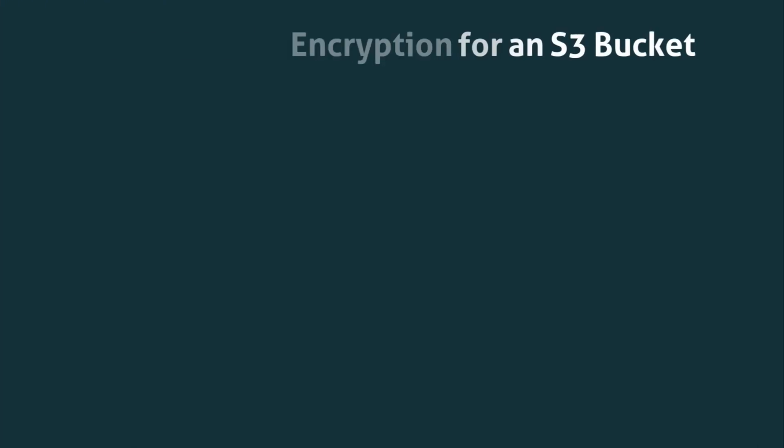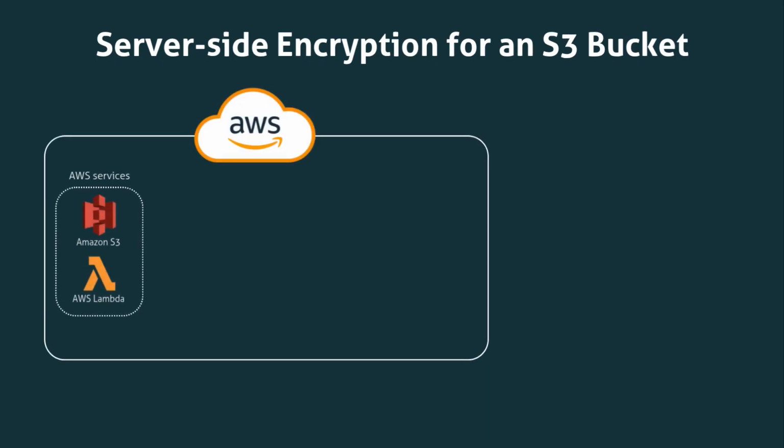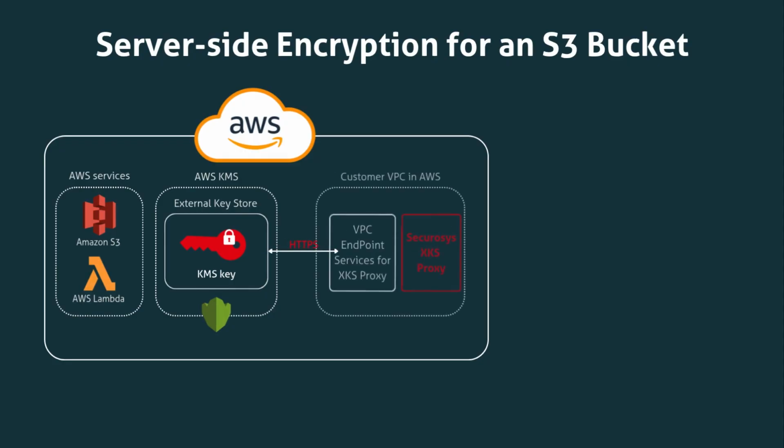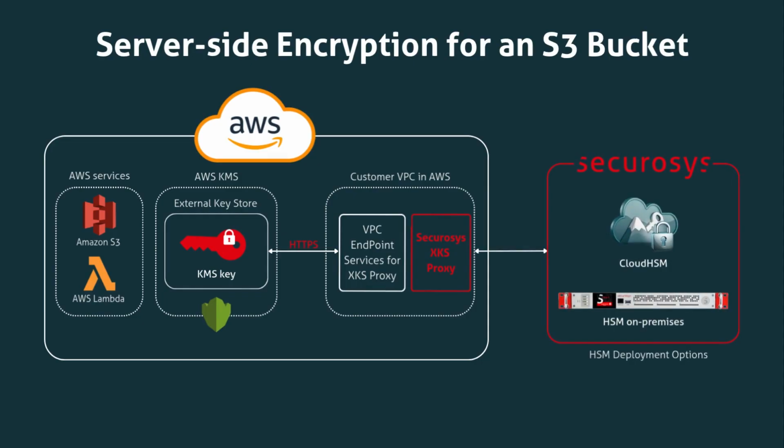A common and simple demonstration for this integration is server-side encryption for an S3 bucket. When you upload an object, S3 will call AWS's KMS, which in turn calls the XKS proxy, which calls your HSM to encrypt each object in the bucket. And of course, when you download an object, your key in your HSM is used to decrypt. Later in this video, I'll demonstrate that workflow end to end.